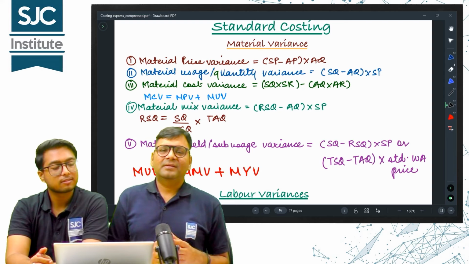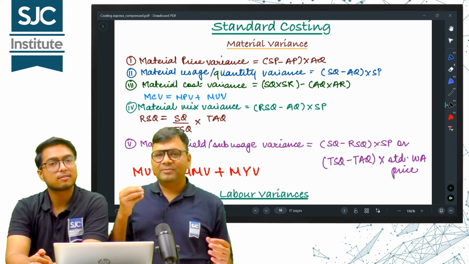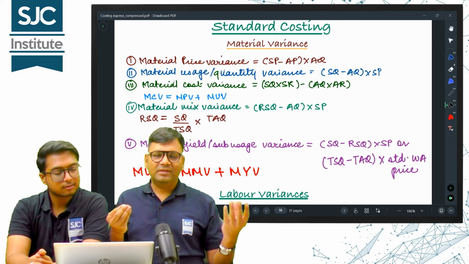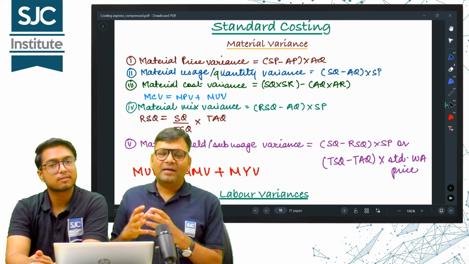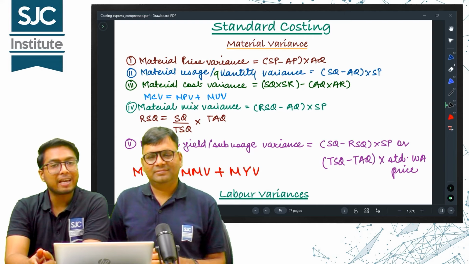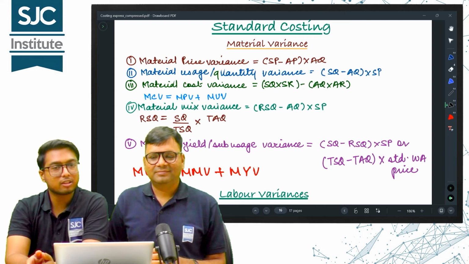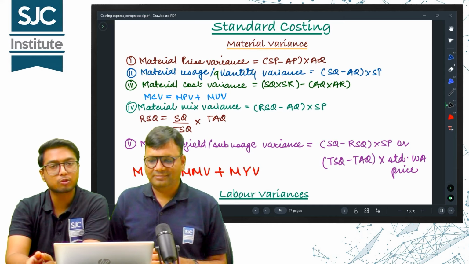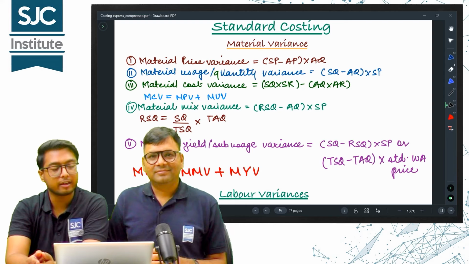Then material cost variance has got two parts. One is material price variance, another is material usage variance. So let's understand how to calculate material price variance. For material price variance, the purchasing manager is responsible. So we get the formula: standard price minus actual price into actual quantity.